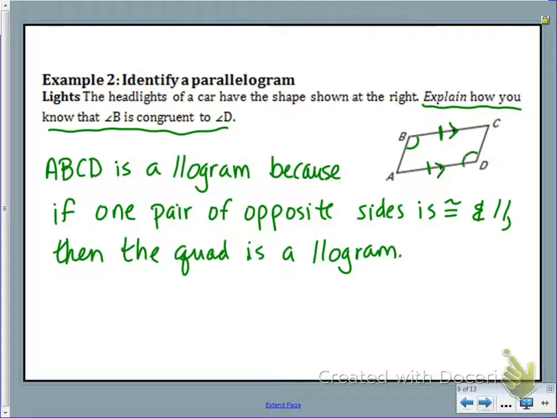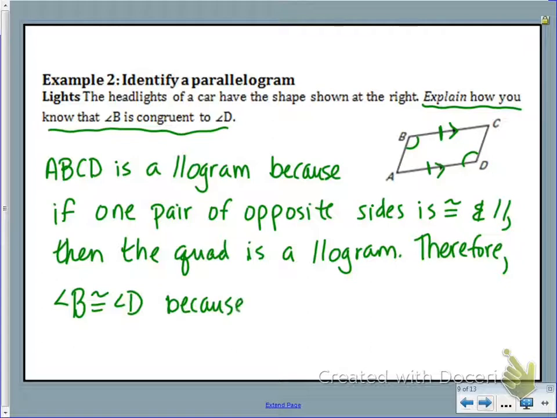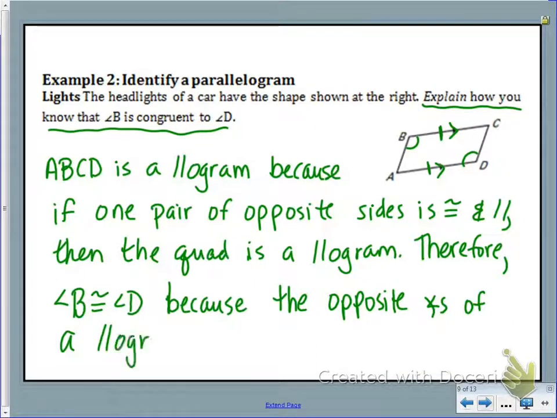Well, if we look at angle B and angle D, they're opposite angles. One of the traits that we know about a parallelogram is that the opposite angles are congruent. So we can go on to show, therefore, angle B is congruent to angle D because, and now what we're going to do is state one of the traits of a parallelogram, because we know the opposite angles of a parallelogram are congruent.